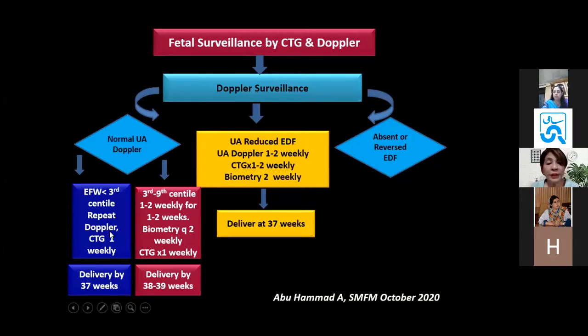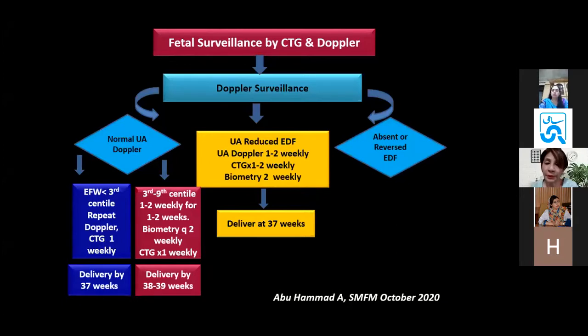If you have a severely growth restricted fetus, then you would definitely do Dopplers every week, and you plan to deliver this patient by 37 weeks of gestation. If it is around 9.9 or 10, maybe you can delay delivery till 38 or 39, provided you are still monitoring the patient.